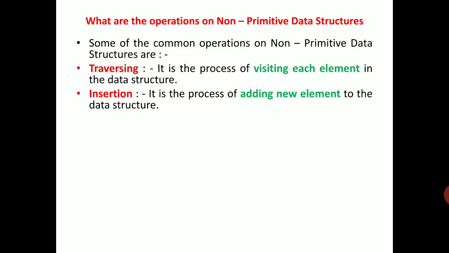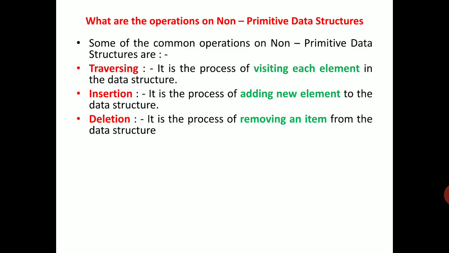Then the second one is insertion. It is the process of adding a new element. Already one array is existing. If we are adding one more element to that particular data structure, then it is called insertion operation. Then the third one is deletion operation. We can understand these things very easily. It is the process of removing an item from the data structure.